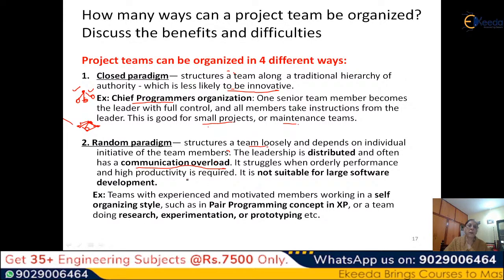It struggles when orderly performance and high productivity is required. When you have something which has to be done in a hurry, then nobody knows who is going to do it. The roles and responsibilities are not well defined here, and there is no single person to give instructions. So productivity suffers, and it is not suitable for large software development. Where it is suitable: suppose you are doing research or some experimentation, some prototyping, or pair programming in the way of XP, a self-organizing style, small bits of work, refactoring kind of work, then you can use this random paradigm.